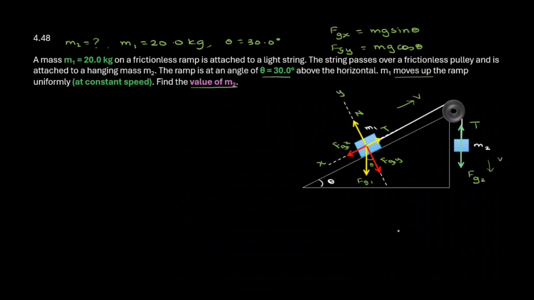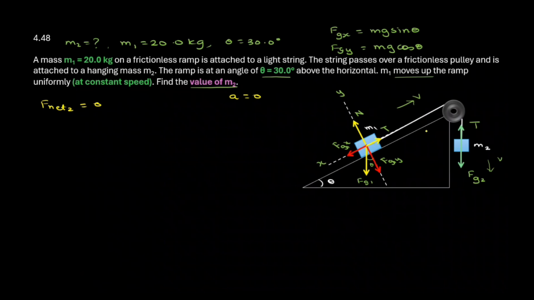After we draw all the forces acting on masses m1 and m2, we will write the equation of net force for both of them. So let us start with mass m2. Mass m2 is moving down with a constant speed v. And if it is moving with a constant speed, that means acceleration a has to be equal to 0. If acceleration is 0, the net force acting on mass 2 will also be 0. So F net 2 will be equal to 0.